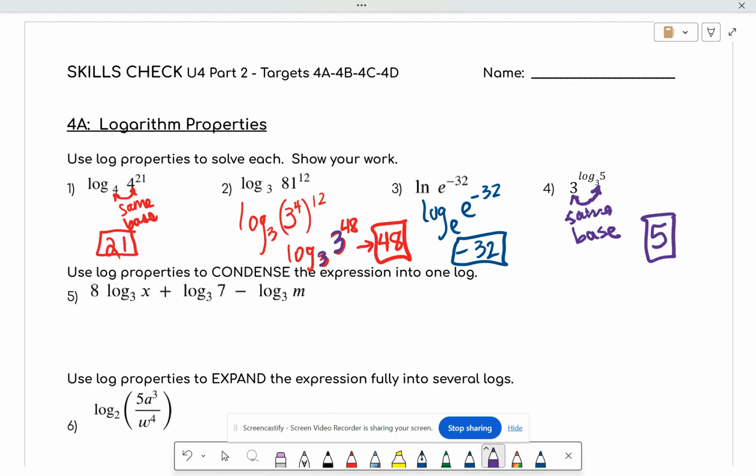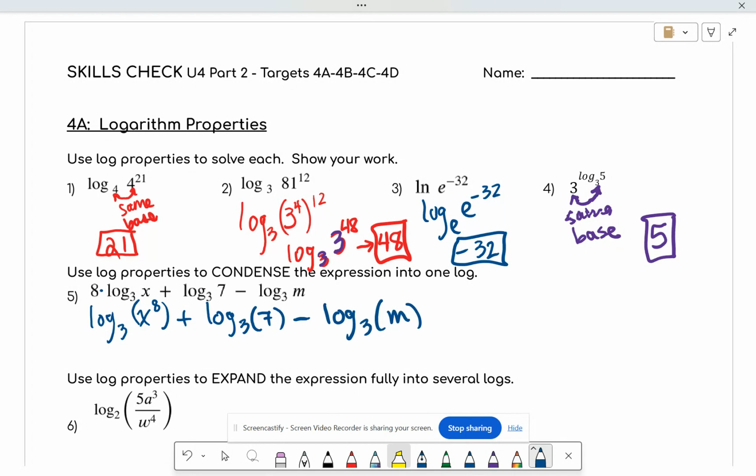To use log properties to condense, I am going to remember that this 8, when it's being multiplied out front, will go up into the exponent. So that is the first thing that I will do. Then I'll look and see if there's anything else that has a number in front being multiplied. And then I want to condense these into one log and put together the arguments, which I'm highlighting, into one argument.